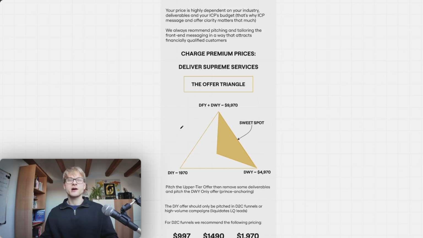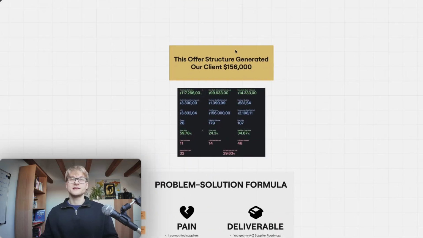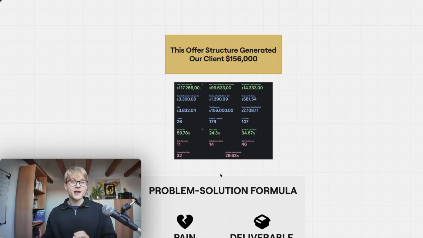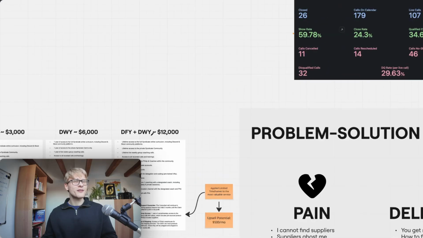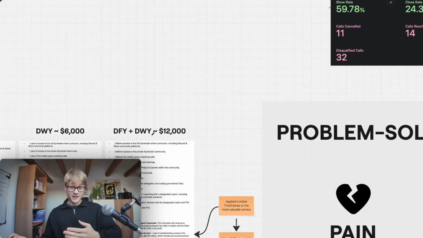And this exact restructure helped us scale this client to $156,000 in revenue. And it was so interesting because it arose from this one conversation where I looked at his offer and I was like, man, why isn't it selling for 12K? He was selling for like 6K or so. And I realized that his offer was way more worth it, but he didn't charge the highest price. So what I'm telling you in this video is charge the highest price for your offer.